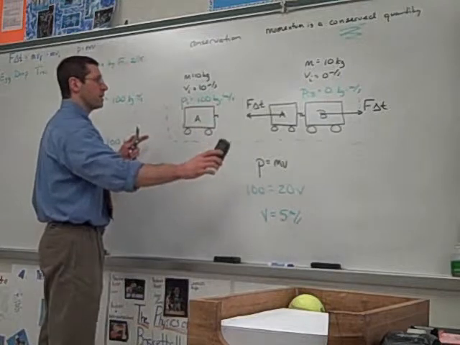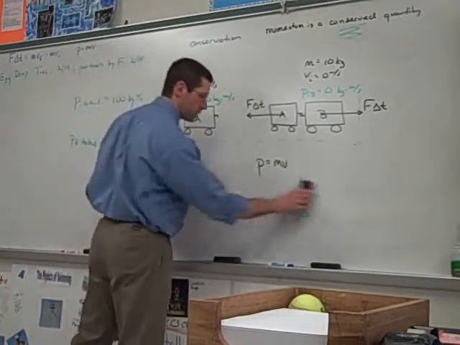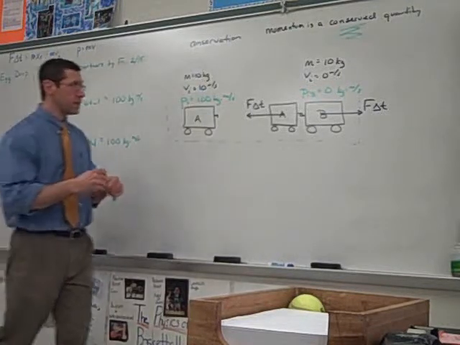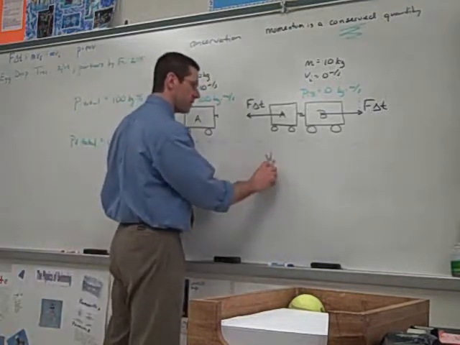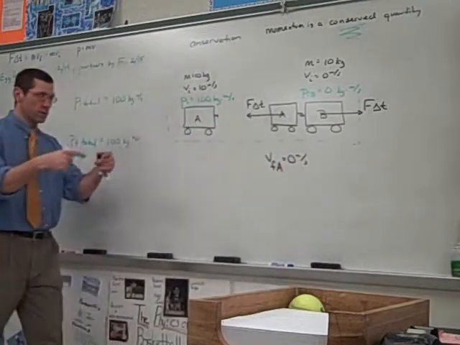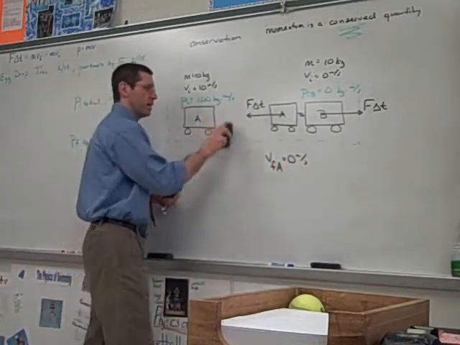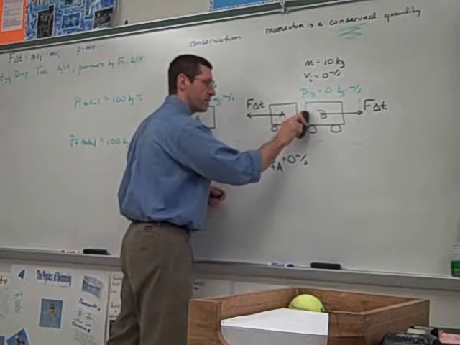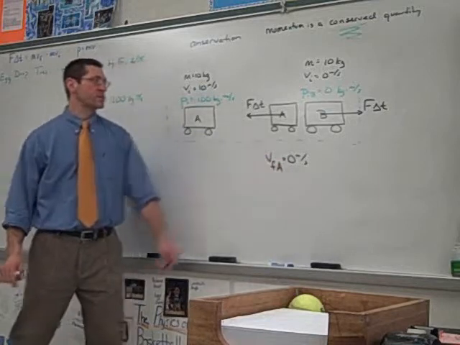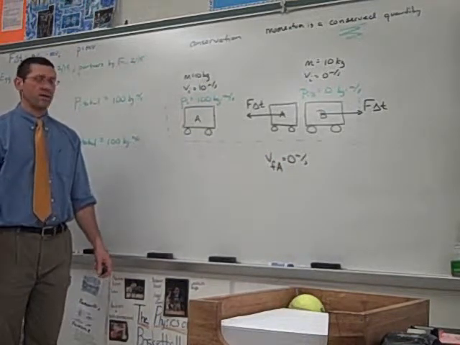Same thing happens, except after the collision, the final velocity of A is 0. So A rolls along, the connection mechanism is no longer there. So A smacks into B and A stops. How fast is B moving?